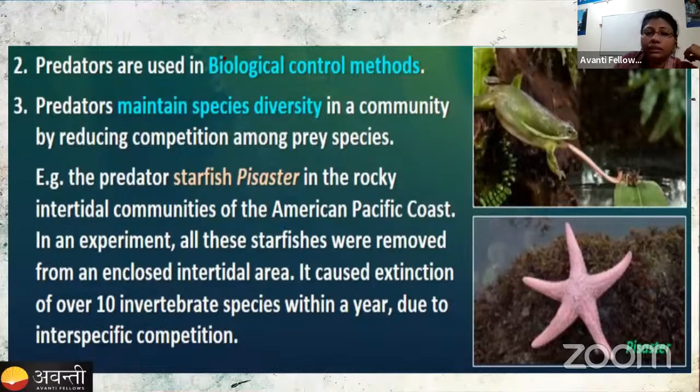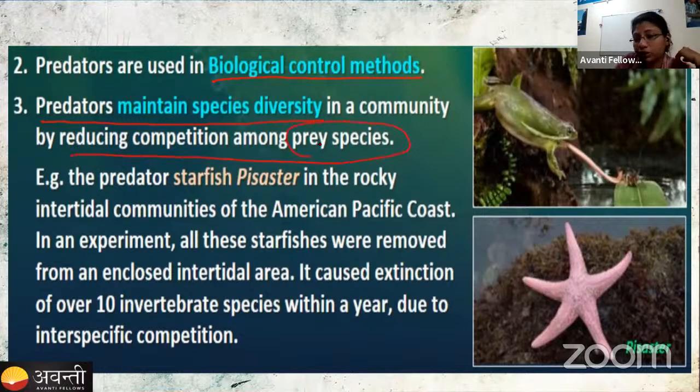Next, as I said, they are used for the control method, and these predators maintain the species diversity in a community by reducing the competition among prey species. अरे भाई, we have two types of grasshopper, for example, okay, and they keep on fighting for a single type of crop. Okay, so there is a good competition. We have to reduce the competition among the grasshoppers. Ek kahani le lete hain iske liye.